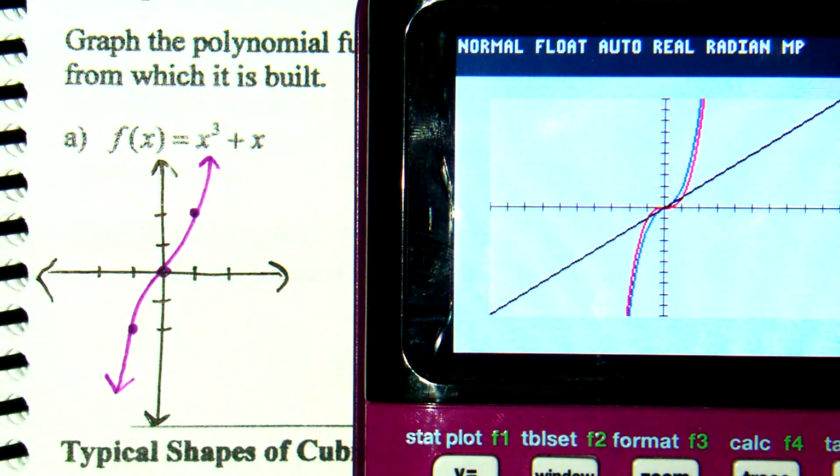But the idea here is, once you get them graphed, you'll see that x cubed and x cubed plus x are almost identical, aren't they? Okay, and that's the idea that they look a lot alike. They have the same basic shape. Now, y equals x is that perfect diagonal line, right? It goes through 0, 0, 1, 1, 2, 2.